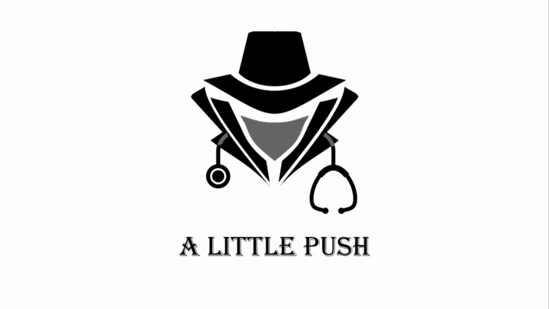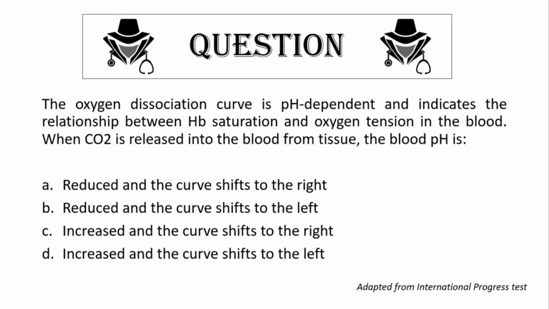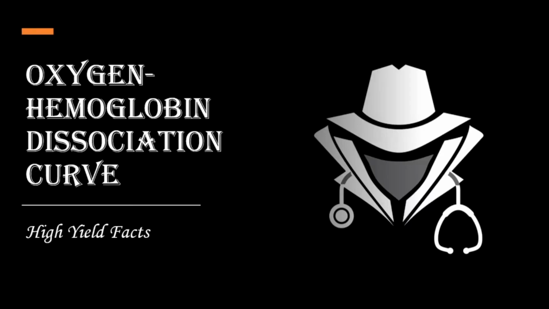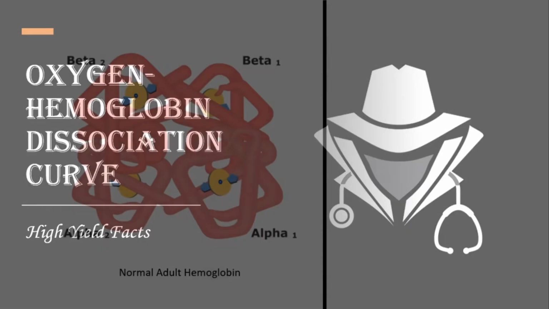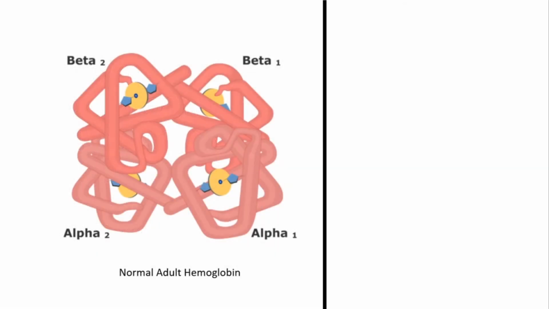Today's question states, the oxygen dissociation curve is pH dependent and indicates the relationship between hemoglobin saturation and oxygen tension in the blood. When carbon dioxide is released into the blood from tissue, the blood pH is... As always, we will give background information to answer this question and all other questions about this topic to conquer your exams. First, let's give an overview about the structure and function of hemoglobin.